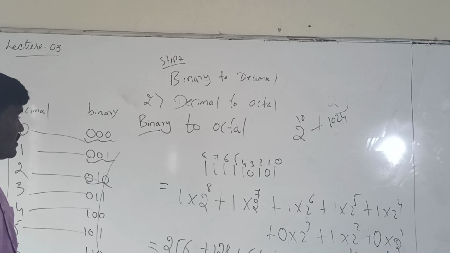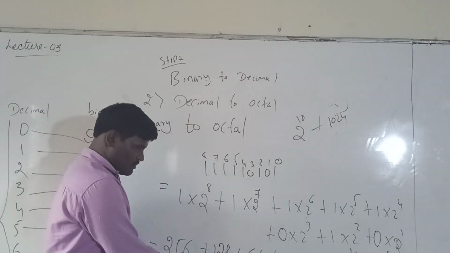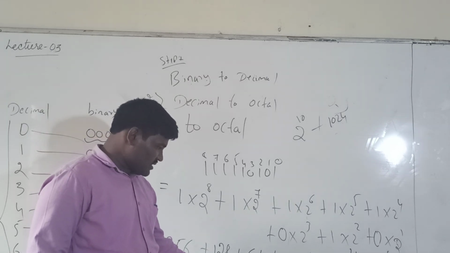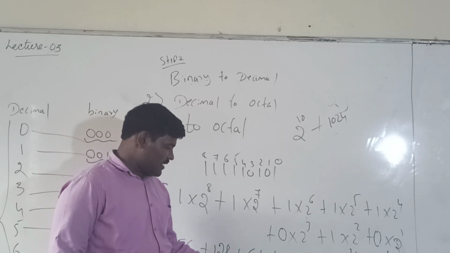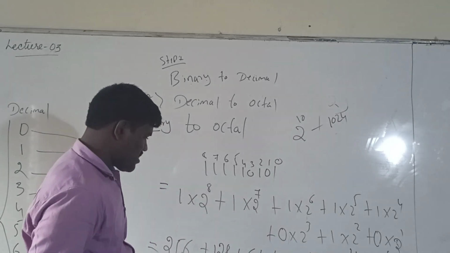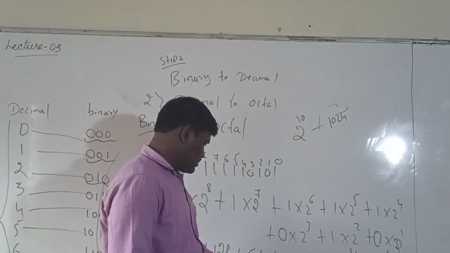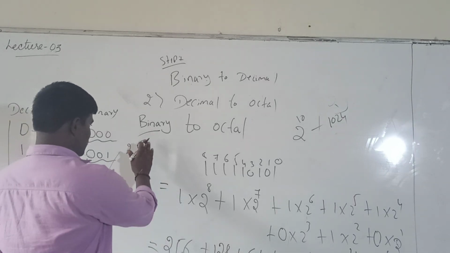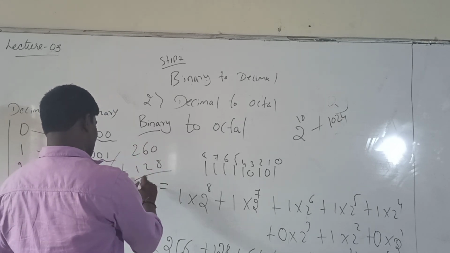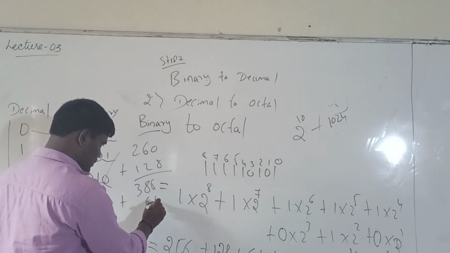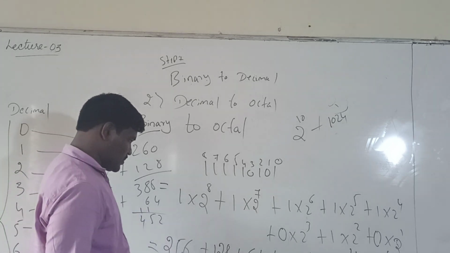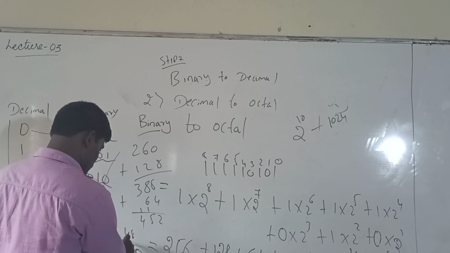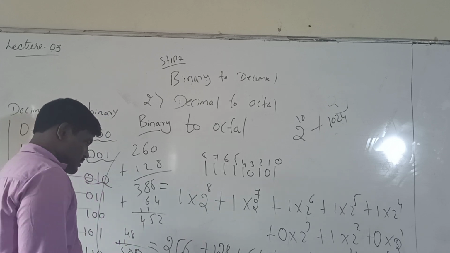Now we have to add. 256 plus 4 is 260, 260 plus 128 is 388, 388 plus 64 is 452, 452 plus 48. See here, suppose if you make a mistake, the entire answer becomes wrong. Total is 500.